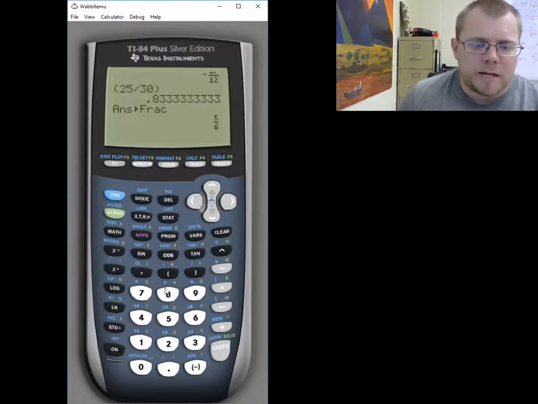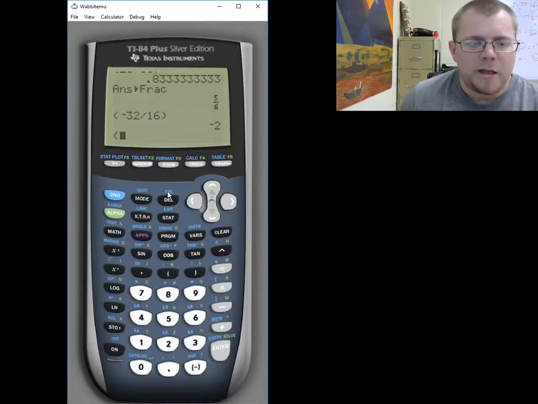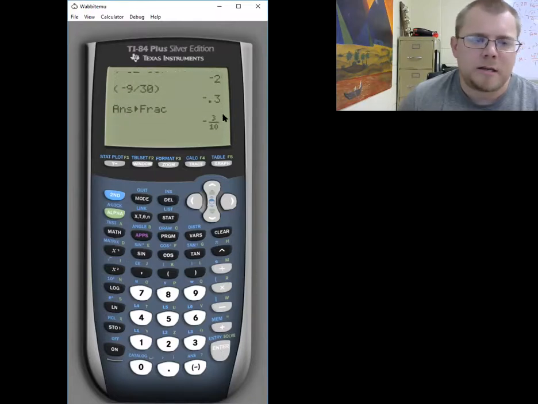Same thing, it works for negatives as well. Say you have -32 divided by 16, let's say. You hit enter. Oh, well, that was a dumb problem. But let's say -9 divided by 30. Let's say that won't simplify to a nice number. So you get -0.3, and then you hit math, enter, enter, and that's -3/10.